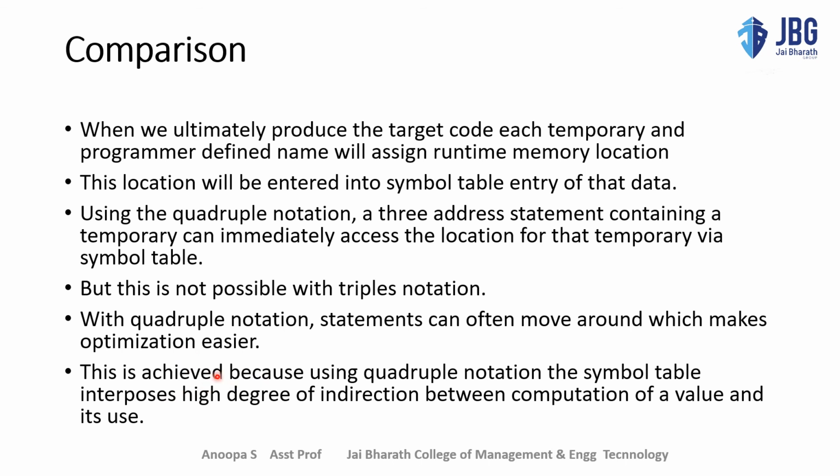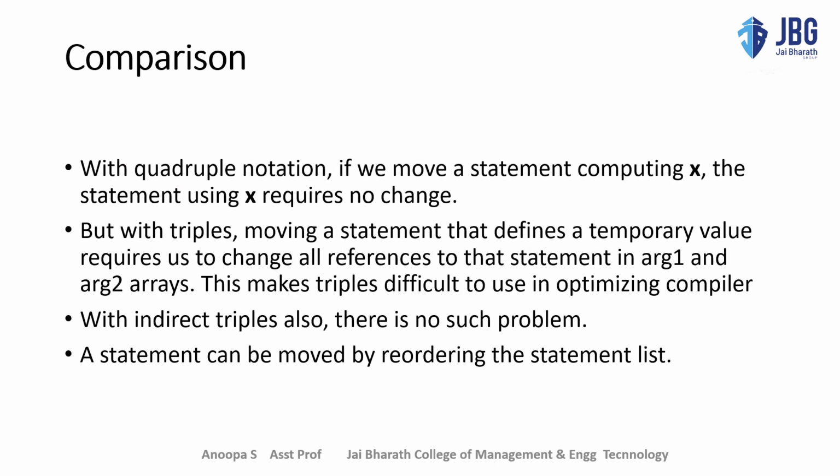Why? How is it achieved? Because in quadruple notation, the symbol table interposes a high degree of indirection between the computation of a value and its use. So with quadruple notation, if we move a statement computing x, the statement using x requires no change. But with triples, moving a statement will affect it. This makes triples difficult to use in an optimizing compiler. That problem does not occur in indirect triples also. Statements can be moved by reordering the statement list.